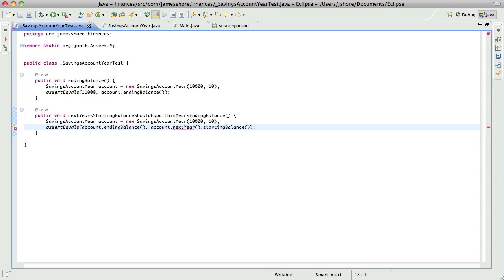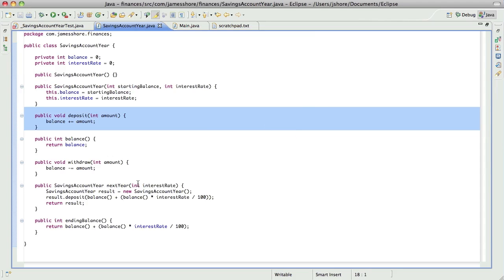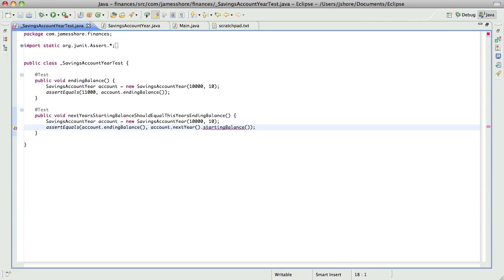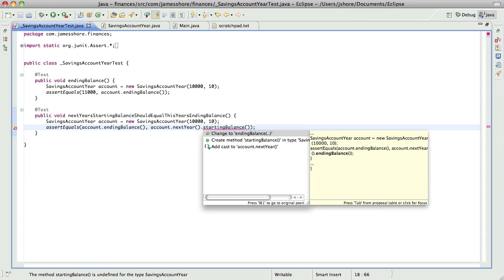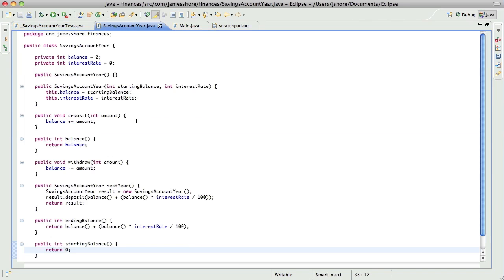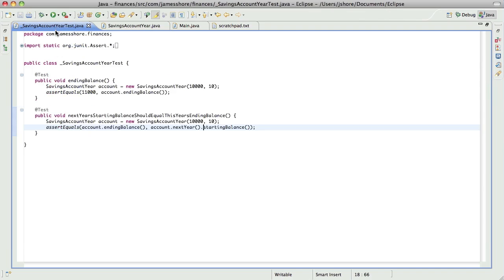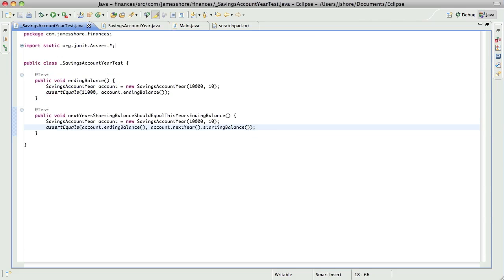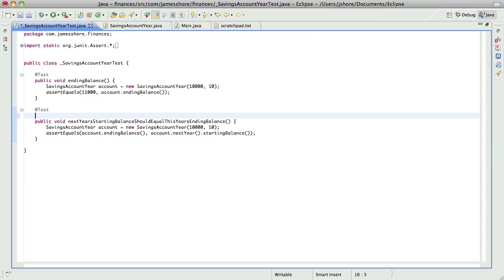Now, it's not working because next year has a parameter. Take that out. Well, this should fail. Oh, for more reasons than one, I don't have a starting balance. Okay, expected 11,000 but was 0. That was kind of a long period of a lot of stuff to do without a passing test, so I think I overstepped my bounds a little bit there. Next time I'll try to take it in smaller steps. Starting balance, you know what, let's put this aside for a moment and write the code for starting balance.